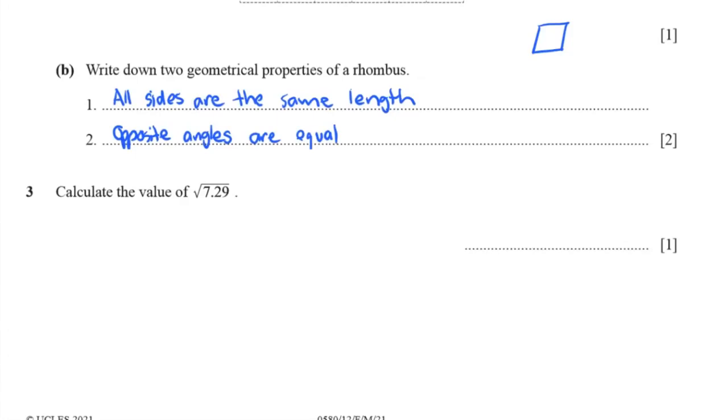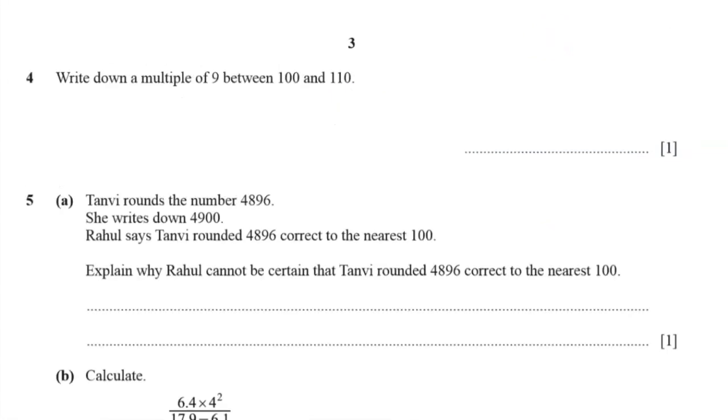Calculate the value of the square root of 7.29, I think. Given that it's only 1 mark, you can just put it in your calculator and see what your calculator says. If you do put it in your calculator, you'll get 2.7, and thank you for the mark. Write down a multiple of 9 between 100 and 110. Well, hopefully you would remember that 99 is a multiple of 9, so let's just add one more 9. 99 plus 9 is 108, and so we can just write 108 and we're done. How else could you do it? Grab a calculator and start punching numbers in if you were really stuck.